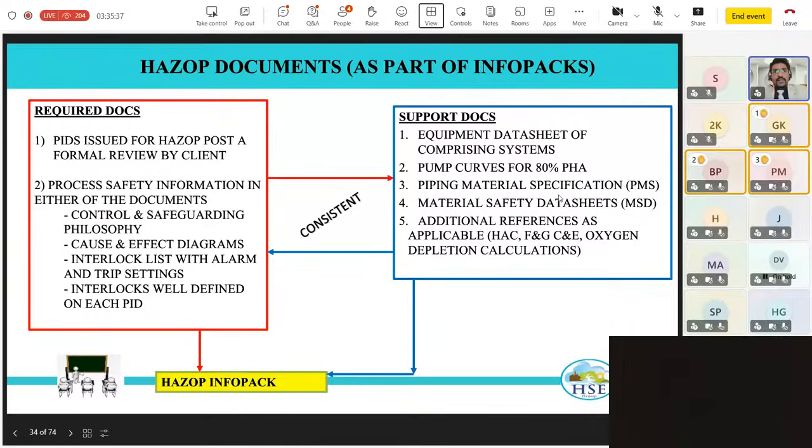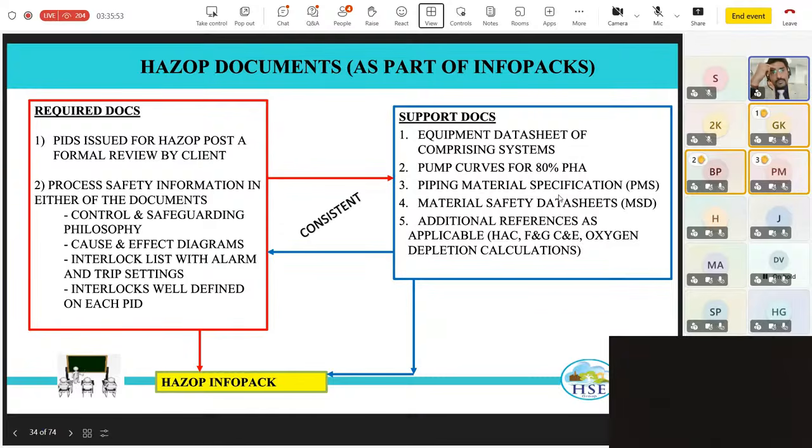Next is material safety data sheets. Now, these MSDS for certain components are exclusive. You have MSDS available easily on the internet, but many times we have proprietary compounds for licenses where they have their special set of MSDS for those compounds.